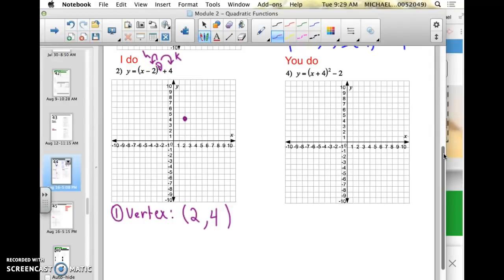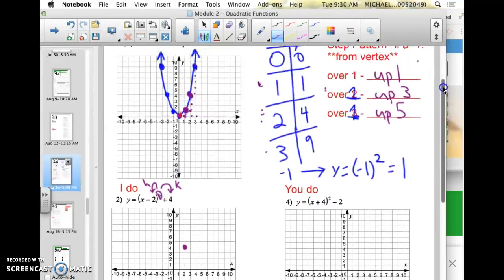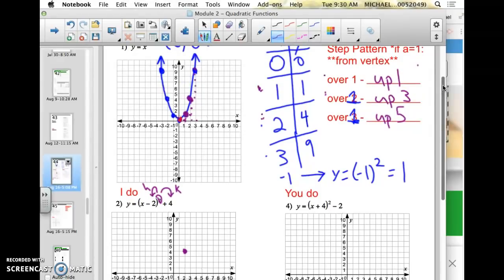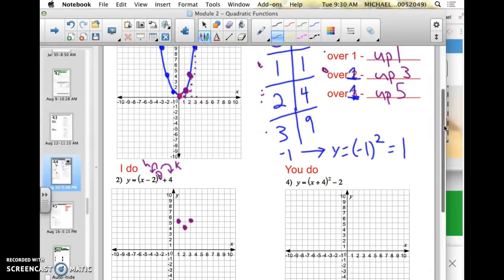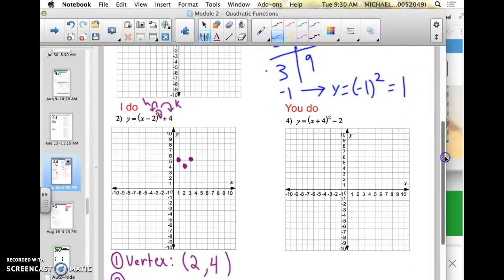Now, the second step is to use the step pattern that we just came up with from this new vertex. So again, it's as simple as going over 1, over 1, over 1, and up what it tells me to do up here. So the first thing I'm going to do is go over 1, up 1 in both directions. And then I'll do over 1, up 3 from the new point that you made. So over 1, up 1, 2, 3. Over 1, up 1, 2, 3.